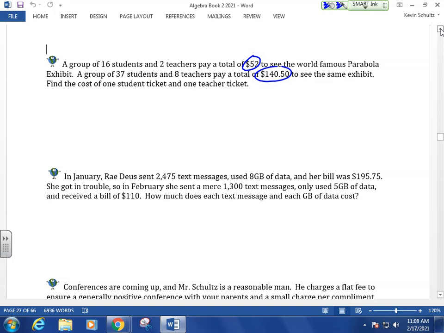And how we wrote our equations, we said, well, what makes up that $52? What goes into it? What costs $52? And we have 16 students and 2 teachers. We made students our C variable because my S's are horrible, and we made teachers T. So our first equation was 16C plus 2T equals 52. And then our second equation, which equaled $140.50, was 37 children plus 8 teachers equals $140.50.